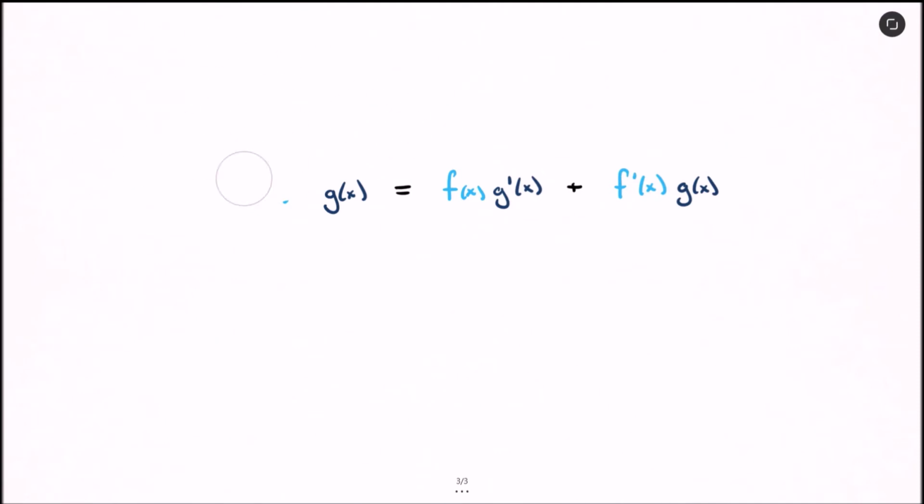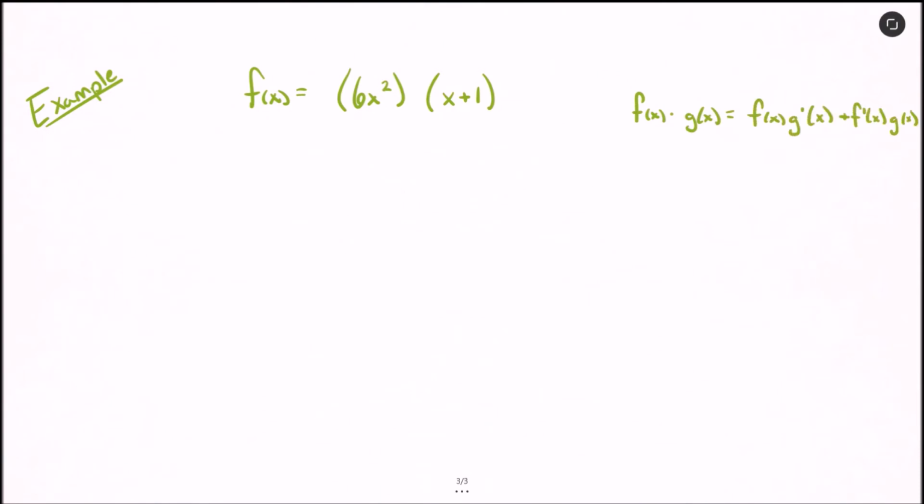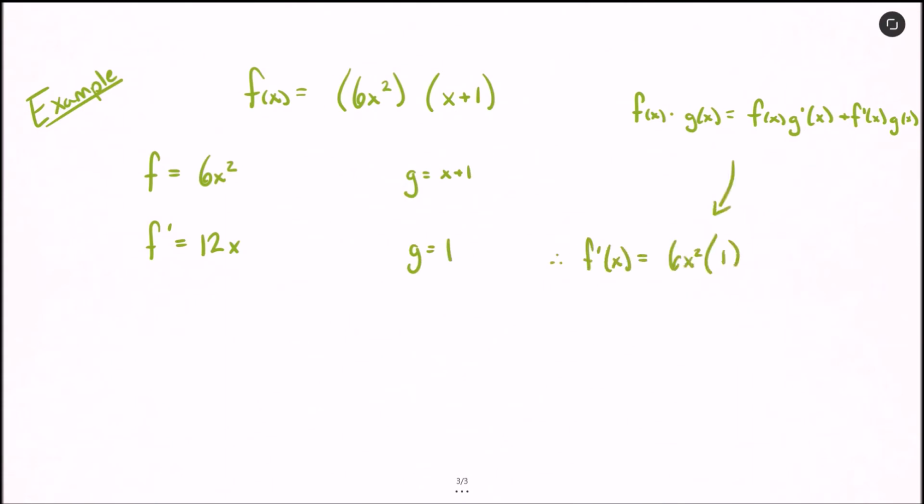Here's an example of when we would use this rule. Let's find the derivative of 6x squared times the quantity x plus 1. Remember the formula shown above. One easy way of doing this is labeling each part. We'll say 6x squared is f and x plus 1 is g. Then find the derivative of each part. Write those down as well. Then simply fill in the formula that I gave above, and there you go, the full derivative.